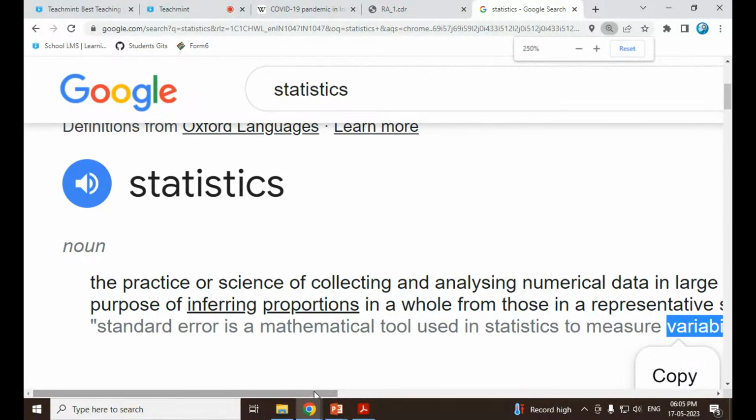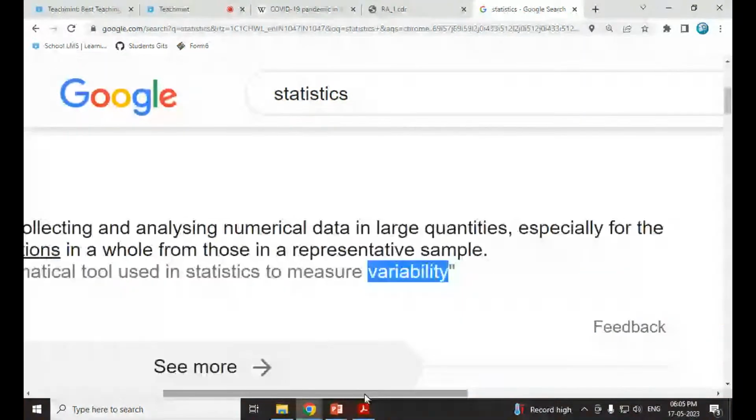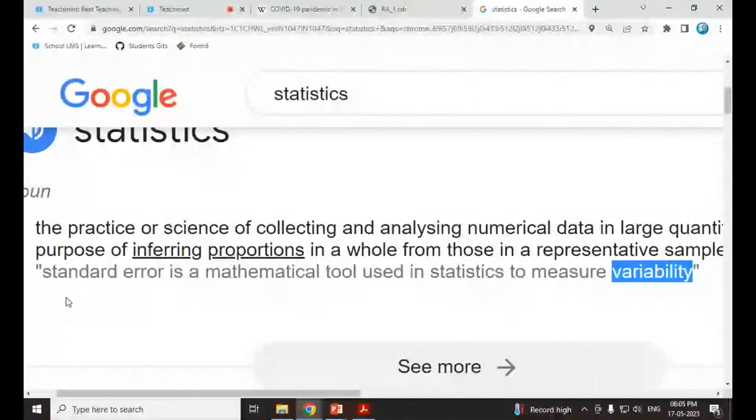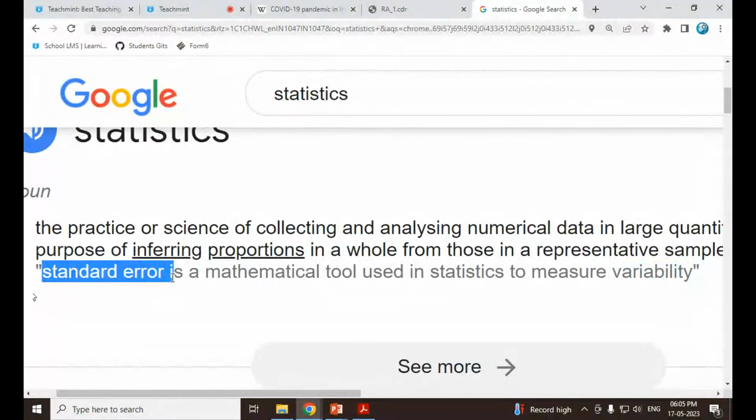Yeah, it is telling us something. Standard error is a mathematical tool used in statistics to measure variability. What does that mean, variability? Have you heard of this? Here are variables. We understand what a variable is, whose values are changing. Here there is a little change in the word. It's not variable, it is variability. So what do you think about this? Variation? Variation, okay. Yes, measure of variation.